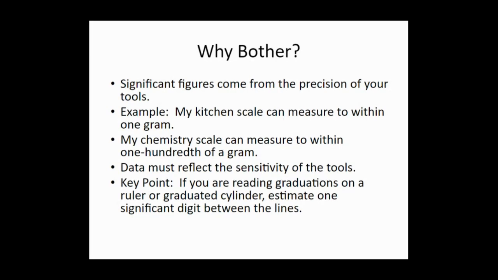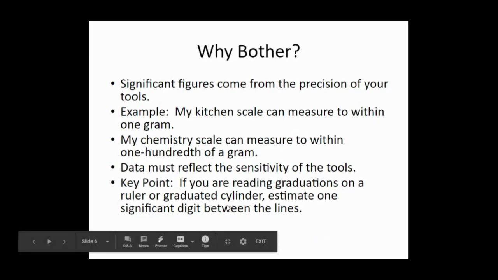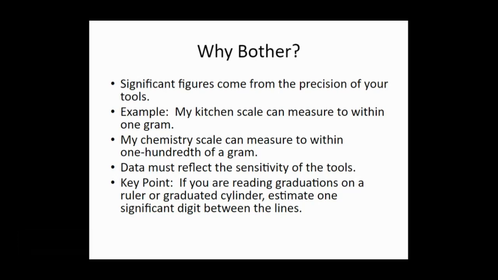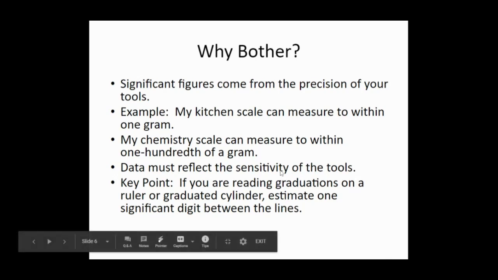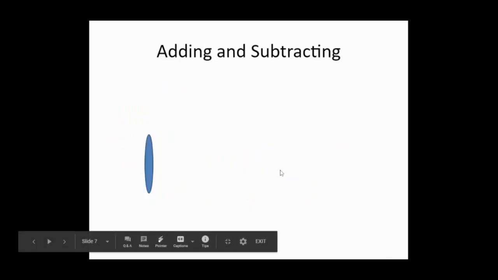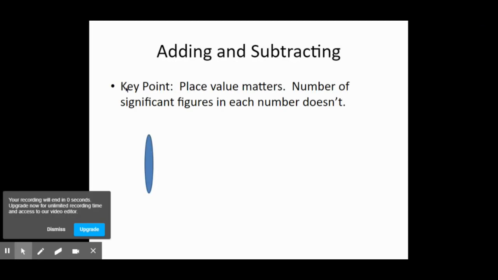So if you are reading a graduated cylinder or a ruler or any tool in the lab, you can measure 1 place value between the lines. Even if you're reading a graph in the book, you measure your significant figures 1 place value between the lines. So when you're adding and subtracting, and then you have to consider how to keep significant figures, that can be a challenge. And I'm probably running out of time and might need to start a new video. Yep, let's do that.